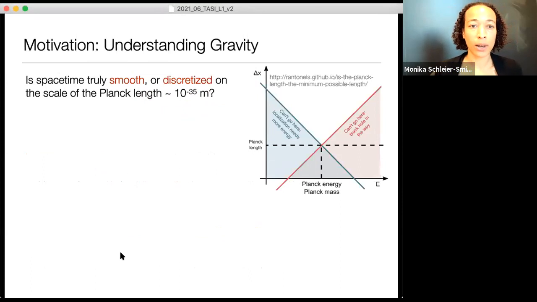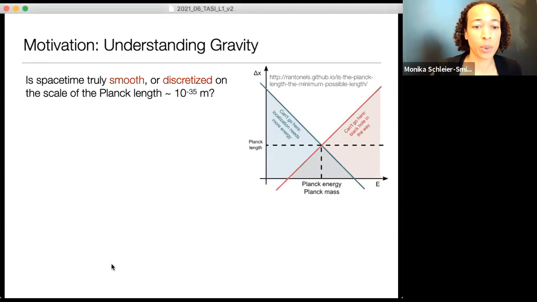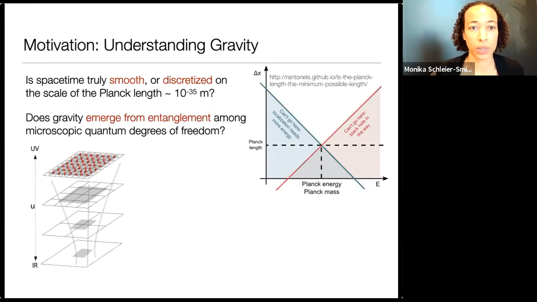And this is something where, again, I am not the expert, but some questions that I've heard posed are, for example, is space-time truly smooth, or should we, because of quantum mechanics, think of there being a shortest length scale, the Planck length, and is there perhaps some discretization on that length scale? That's actually a hard thing to probe in experiments, which is why it's to some extent an open question. Is gravity a phenomenon that truly emerges from entanglement among microscopic quantum mechanical degrees of freedom? Is that really the fundamental way we should be thinking about gravity? So those are a couple of questions that one could ask from the gravity side.